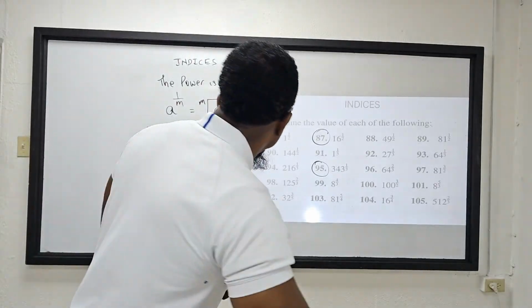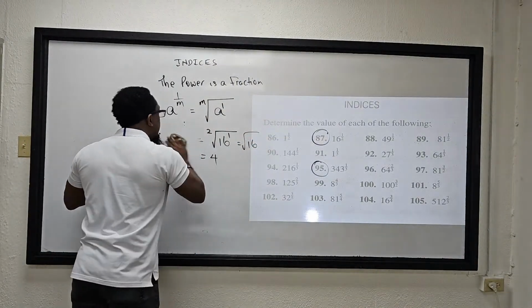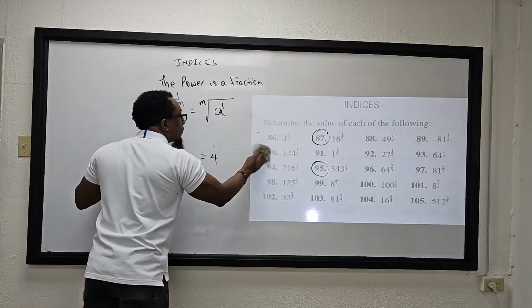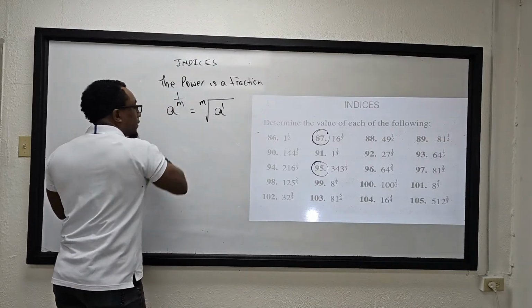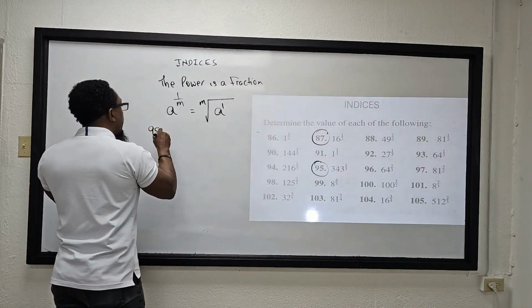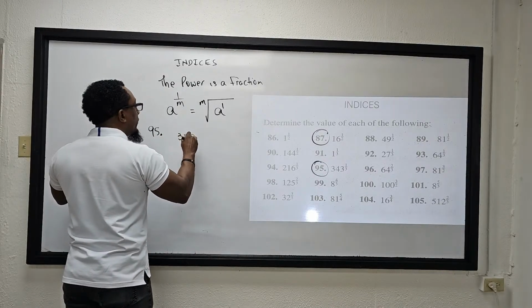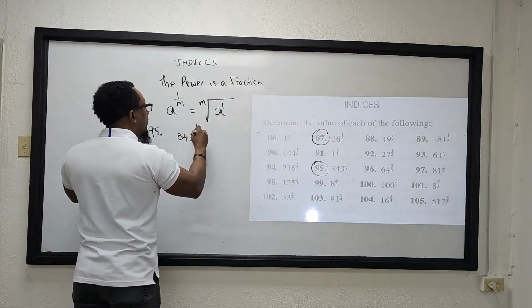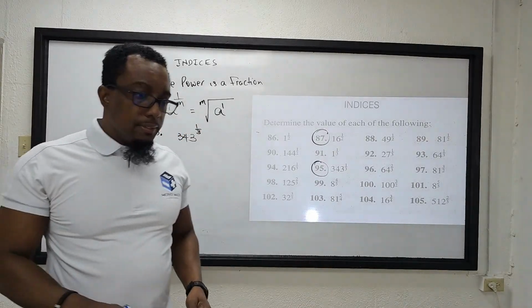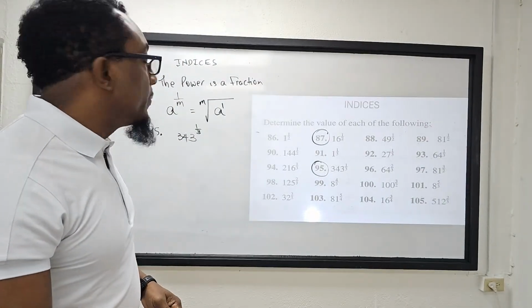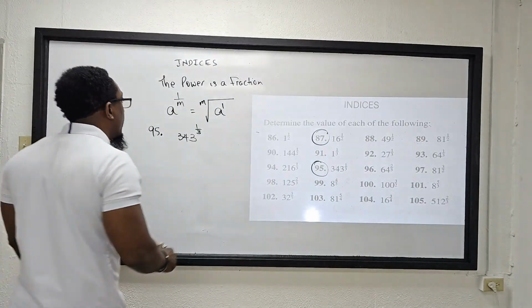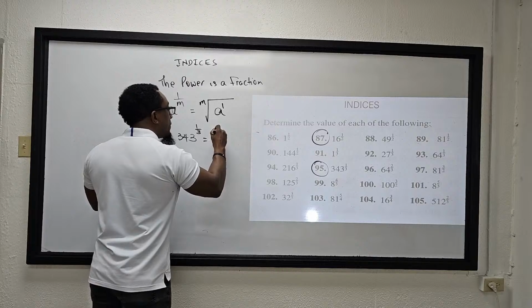Then we have here 343, and I have to raise it to the power of a third. Now note, what can we do? We can express this as 1, I have my root symbol.